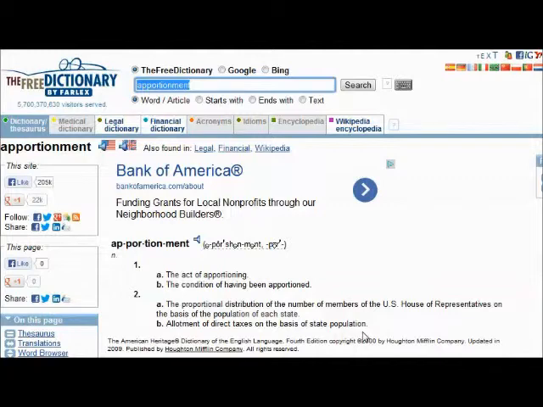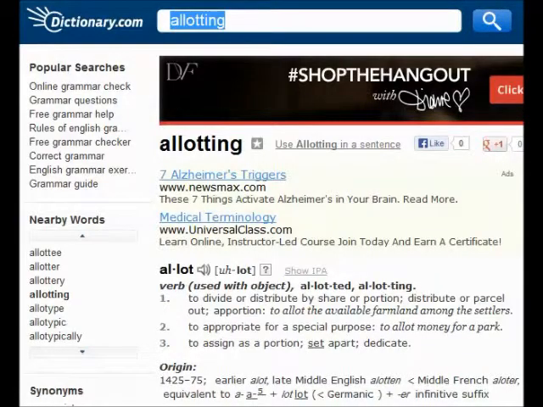Without apportionment among the several states. And what are they talking about right away? They're apportioning among the several states through the allotment of direct taxes on the basis of state population. Let's just talk about allotments or allotting. Now, the amendment doesn't talk about allotting or allotments, but it does talk about apportionment. Well, we come down here to the verb of allotting, and it's to divide or distribute by share or portion, distribute or parcel out a portion, to appropriate for a special purpose, to assign as a portion.